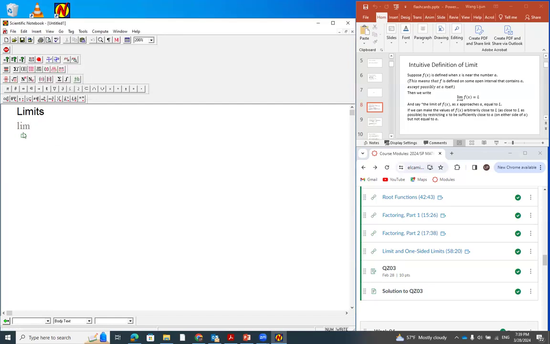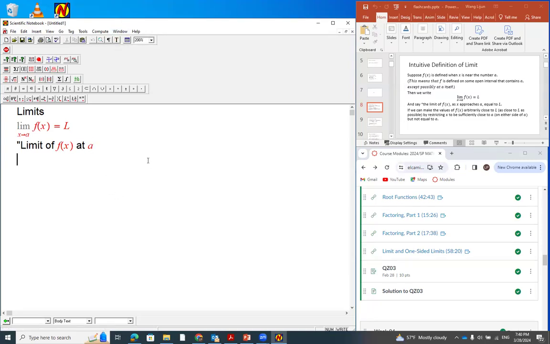So the limit as x approaches A of f of x equals a constant, a finite number. If this exists, this of course is an intuitive definition of limit. This limit is read as the limit of f of x, which is a function, at A.